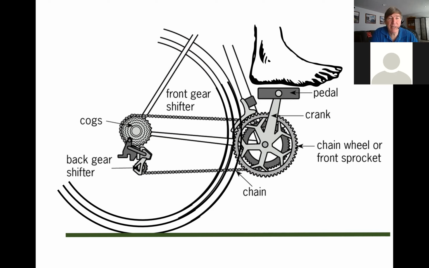Okay, so let's look at where the forces are, where the torques are, and let's see how this works, because this is what we're going to be doing for the next little while.